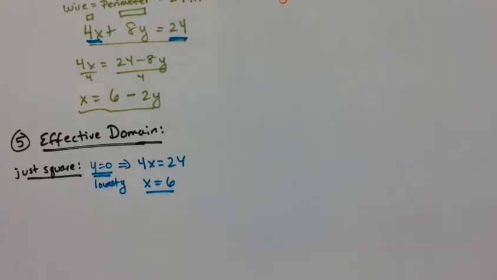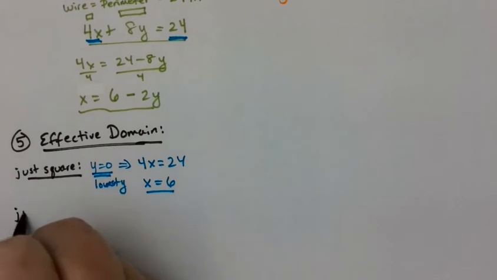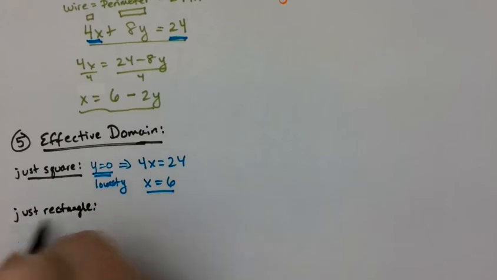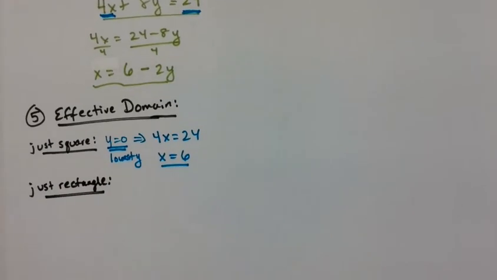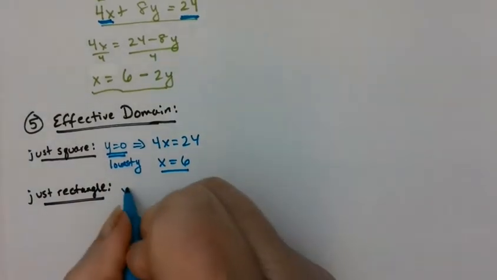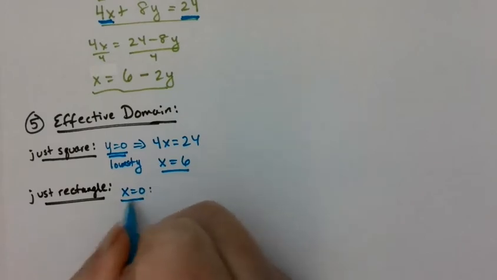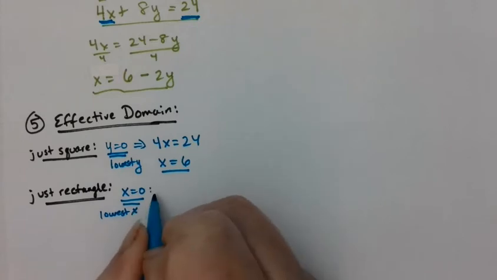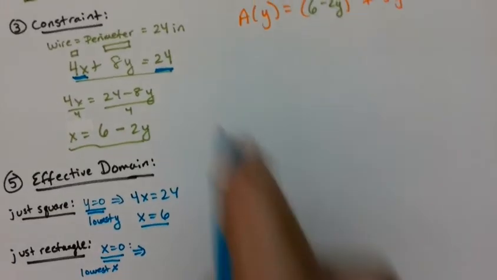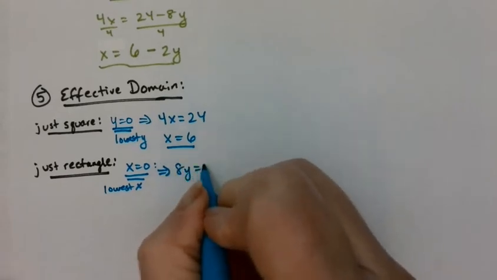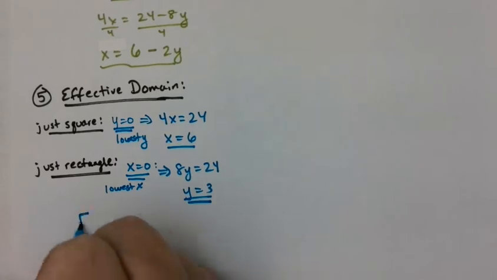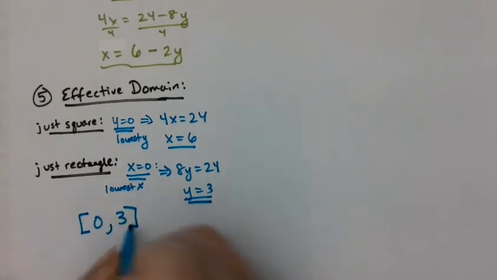Now what about if you got no square, if you just have a rectangle, right? No square. Well, if you have no square, that would mean that x is 0. That's the lowest x you can have, right? None. So that's the lowest x. What would happen then? Well, then all 24 inches of your wire would be getting used for the rectangle. So 8y would be equal to 24, which makes y equal to 3. So my affective domain is 0, 3.